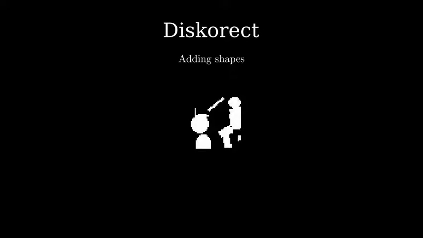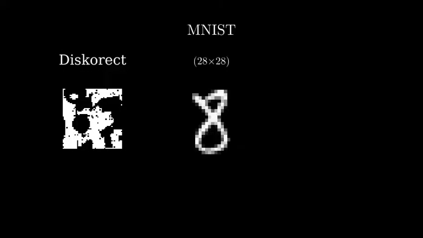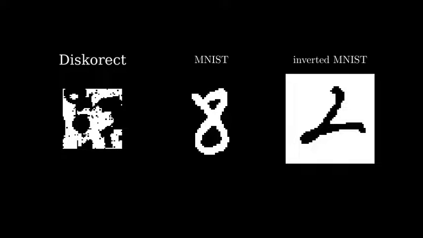Let's do some experiments. We will use different datasets. First, we define a generated toy dataset called discorrect. To generate a sample, we add a predefined number of shapes that are either rectangles or ellipses. Then we add holes of the same type. We add Bernoulli noise, and we invert the output half the time. The second dataset we use is an upsampled version of NIST that is thresholded. Finally, the last dataset is its inverted version.